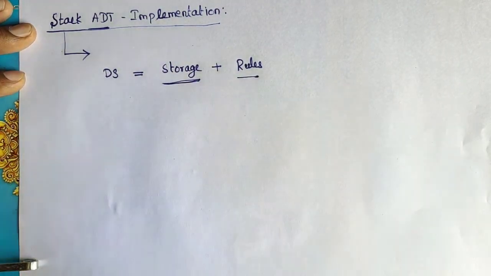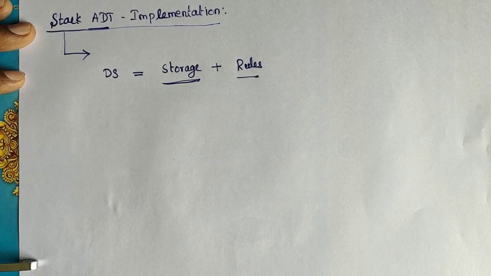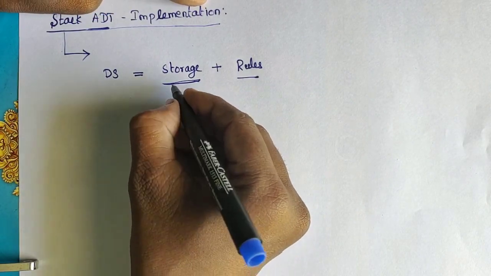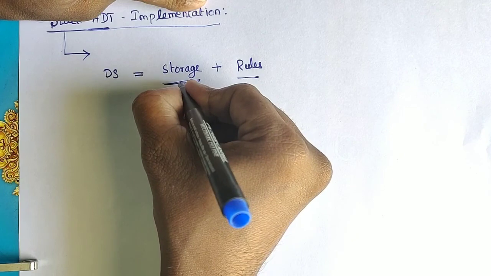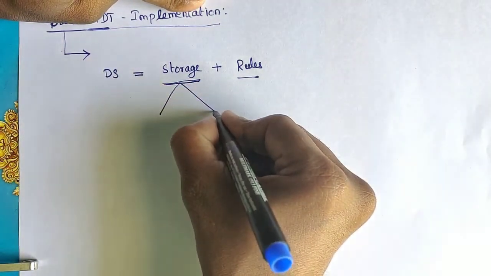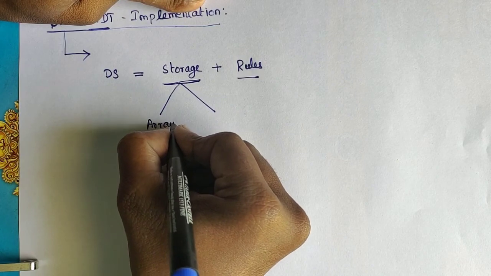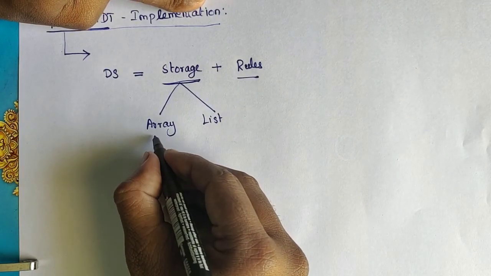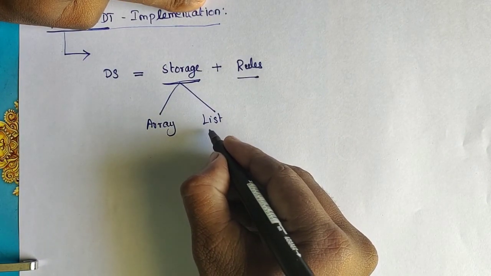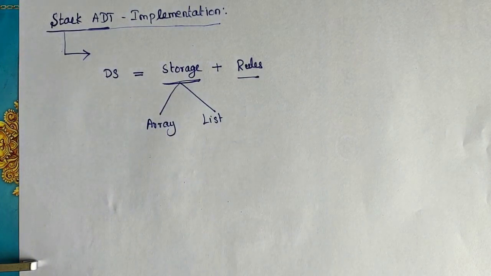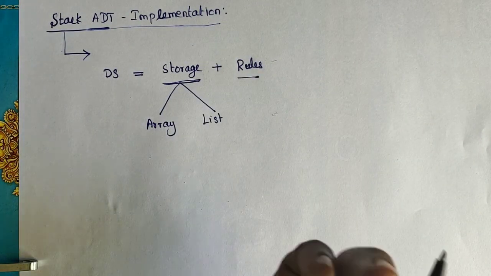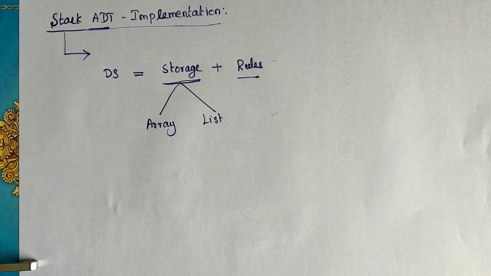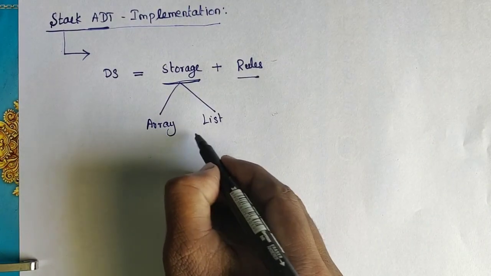So I need some storage for storing the elements. The stack can be created by choosing either an array as a storage or a list as a storage. We can choose anything. Either an array or a list as a storage for storing the elements. The storage means where the elements are going to be stored. That's all. For that we are choosing one storage. The stack is going to store a list of elements, and to store the list of elements, I can choose either an array or a list.